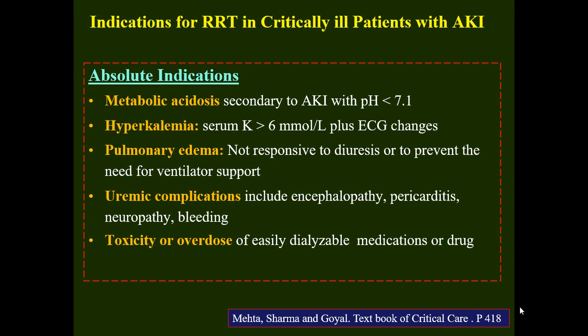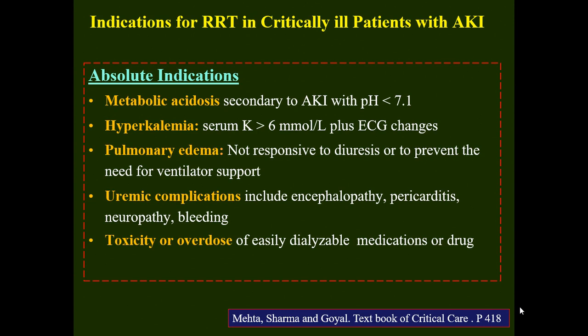If he is having uremic complications like encephalopathy, pericarditis, neuropathy, or you have uremic gastropathy which can lead to bleeding. So again, for these uremic complications, you will have to dialyze. And if you have certain toxicity or overdose of drugs which are dialyzable, you will have to again dialyze.